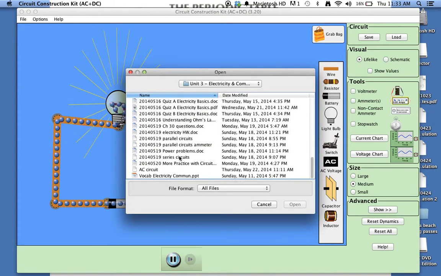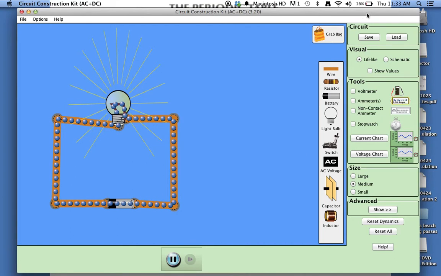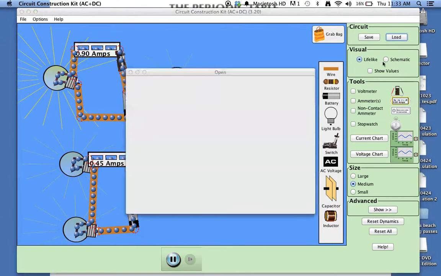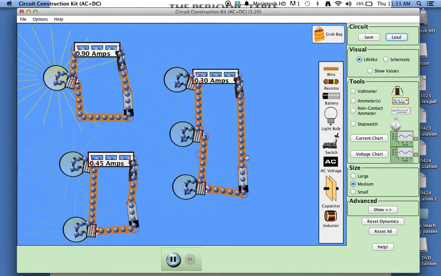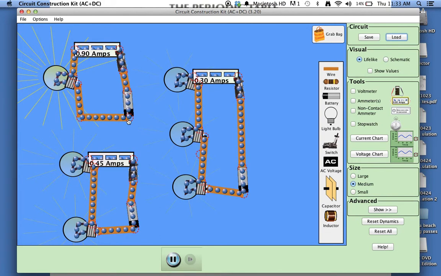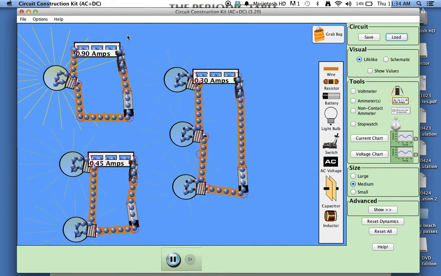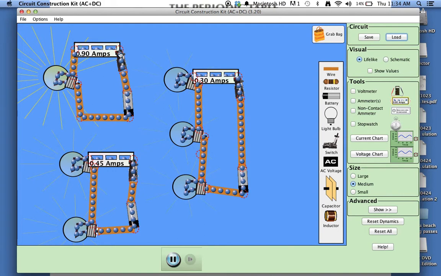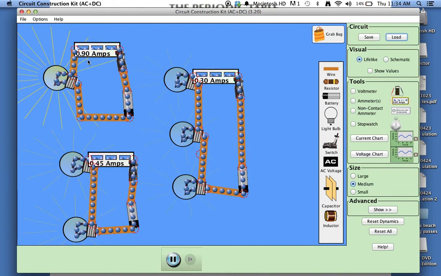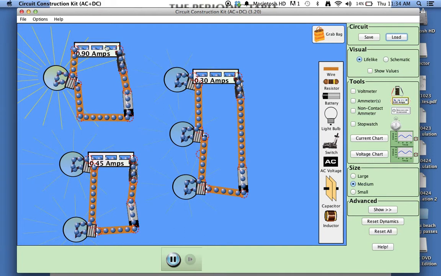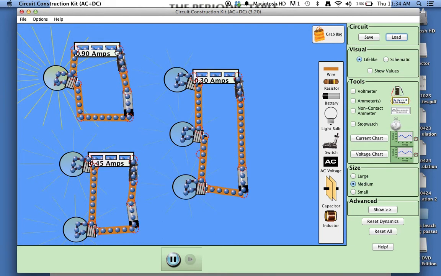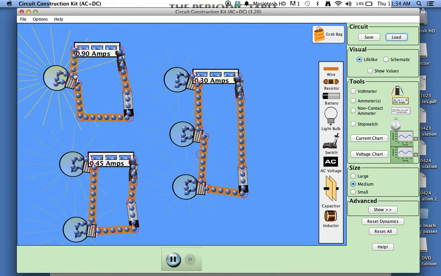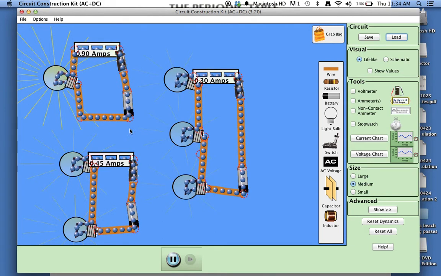Let's see, I've got a series circuit. Okay, so I've got a series circuit here. These are all plugged in. They all have just one battery. This one has one light bulb. So the current is flowing through something called an ammeter that measures the current, because the unit for current is amps. So it's going through this ammeter, which is measuring it, and then it's going through this light bulb. It's lighting up, and back to the battery.